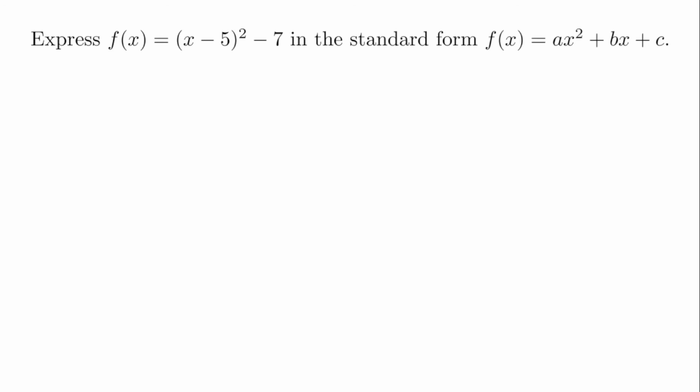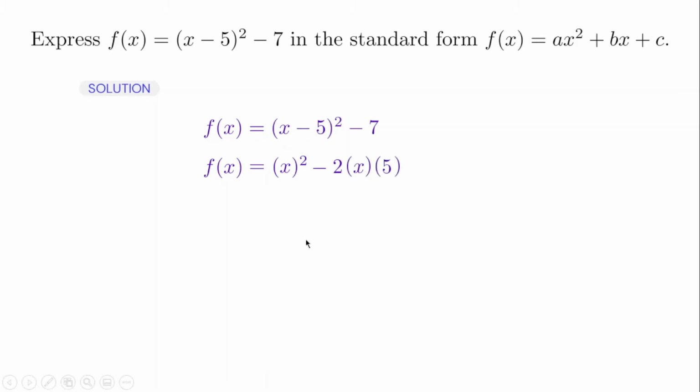So example number 1. Let us express f of x equals the quantity x minus 5 squared minus 7 in the standard form f of x equals ax squared plus bx plus c. So for our solution, we square x minus 5. So we have x squared minus 2 times the first term x times the second term 5, and then plus the square of the second term 5. And then copy minus 7.